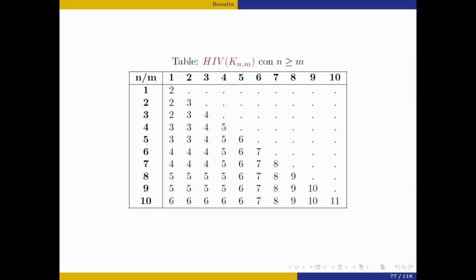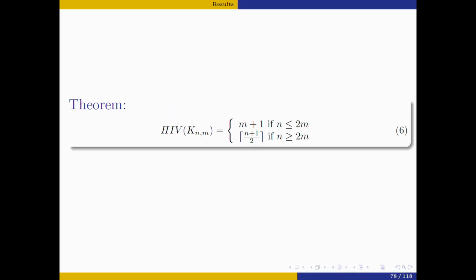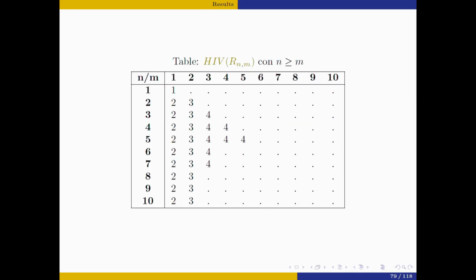In the table for the complete bipartite graphs, due to their structural symmetry, it is sufficient to consider the case where n is more than or equal to m, since swapping the partition does not alter the behavior of the model or the value of the HIV number. Therefore, we arrive at the following theorem. A similar behavior occurs in grids, where it is sufficient to consider the case where n is more than or equal to m.